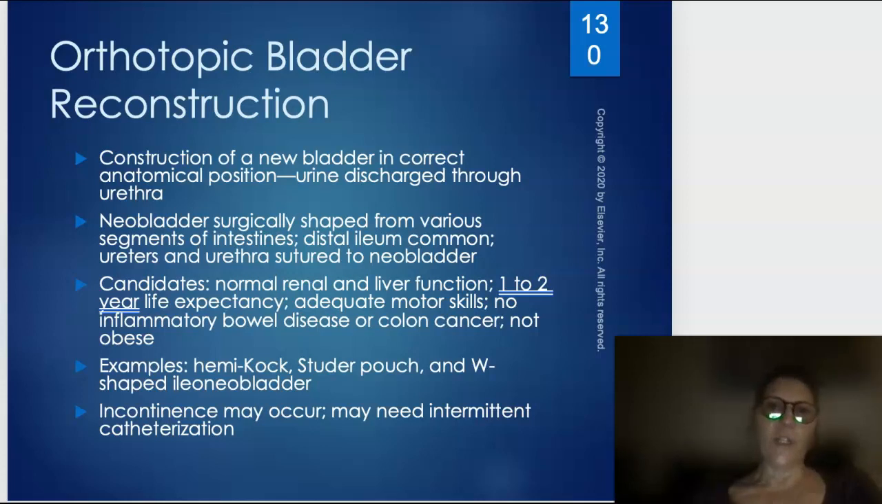Orthotopic bladder reconstruction. So this is construction of a new bladder in correct anatomical position, and the urine is discharged through the urethra. A neobladder is surgically shaped from various segments of intestines. The candidates have to have normal renal and liver function, 1 to 2 year life expectancy, good motor skills, no inflammatory bowel disease or colon cancer, and not obese.